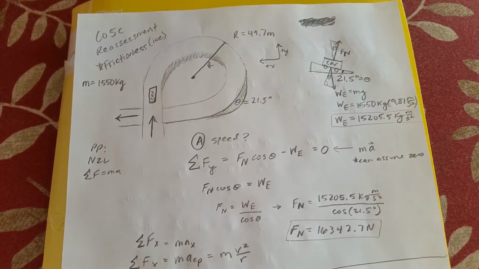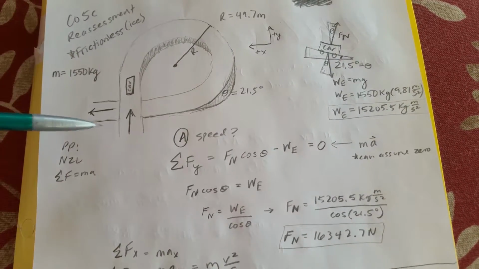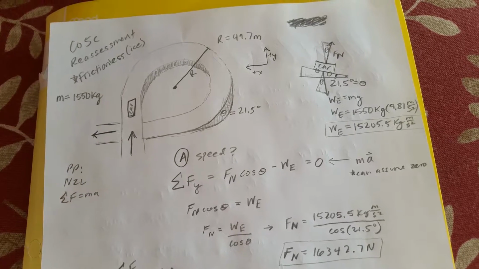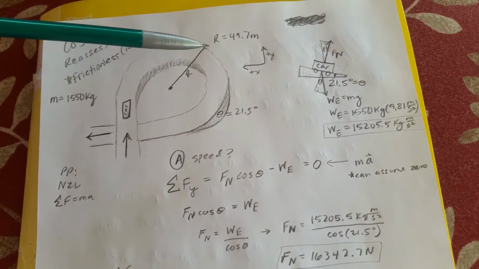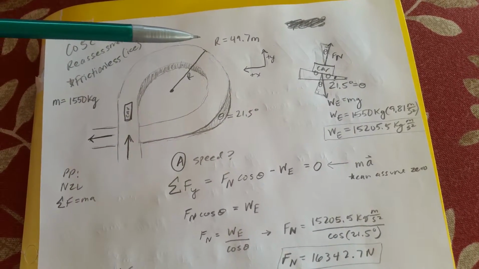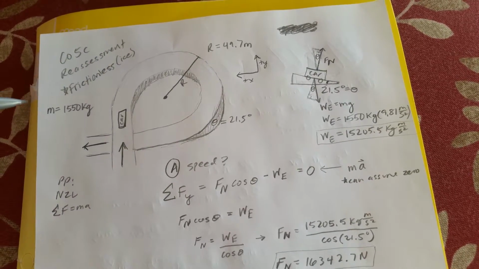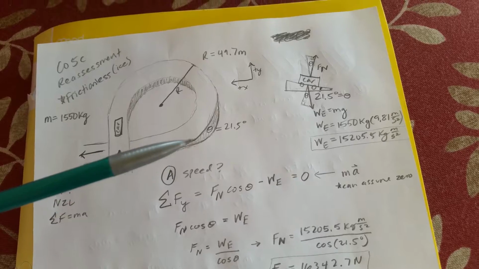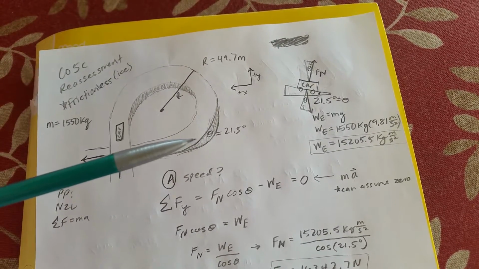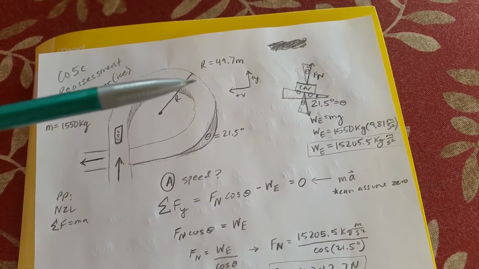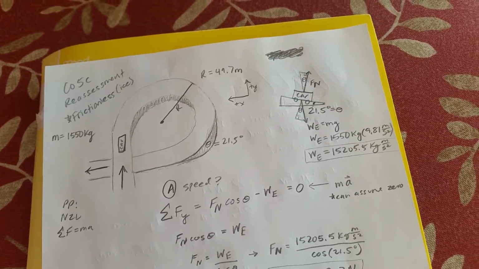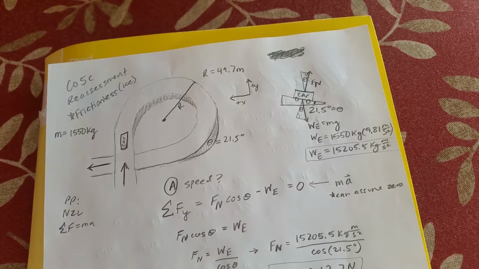So for part A, I drew a picture. The car goes up this ramp and curves around and comes out this end. So it tells you the radius is 49.7 meters, and then the mass is 1,550 kilograms. Then the angle is 21.5 degrees, and then my coordinate system is positive x is to the left instead of to the right.